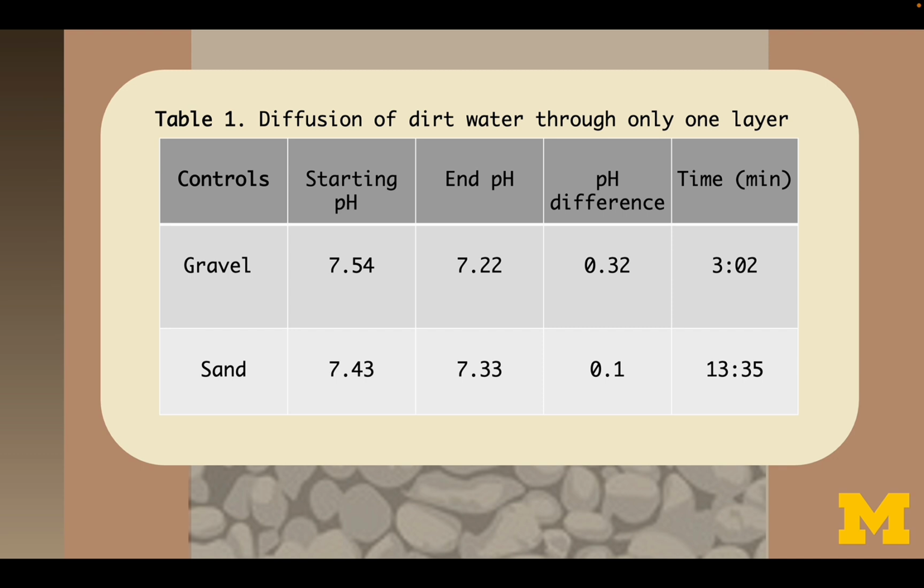This table shows the results of the control trials, and as you can see, the gravel layer only had the greatest pH difference and the ending pH being most close to a pH of 7.